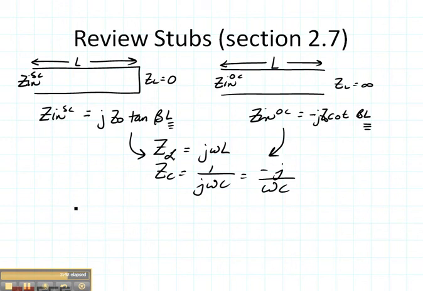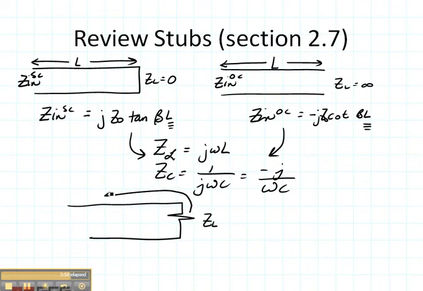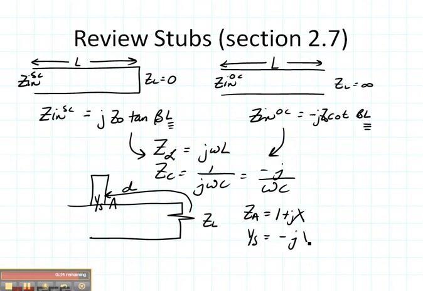Now, in the case of stub matching networks, what we're going to be doing is taking our load, ZL, and then the first thing that we're going to do is rotate a distance d to fix the real part. And the real part that we want is 1. So right here at point A, we want ZA to equal 1 plus j something. And then we're going to add in a stub right here, either an open-circuited stub or a short-circuited stub, such that YS is equal to minus jX.